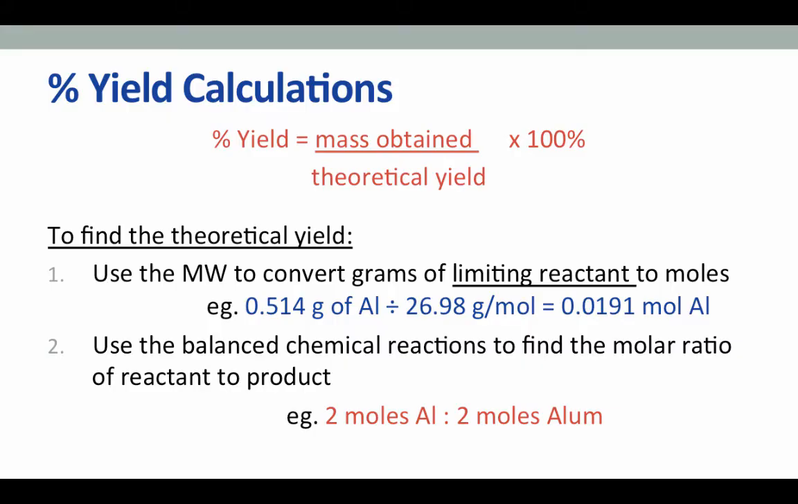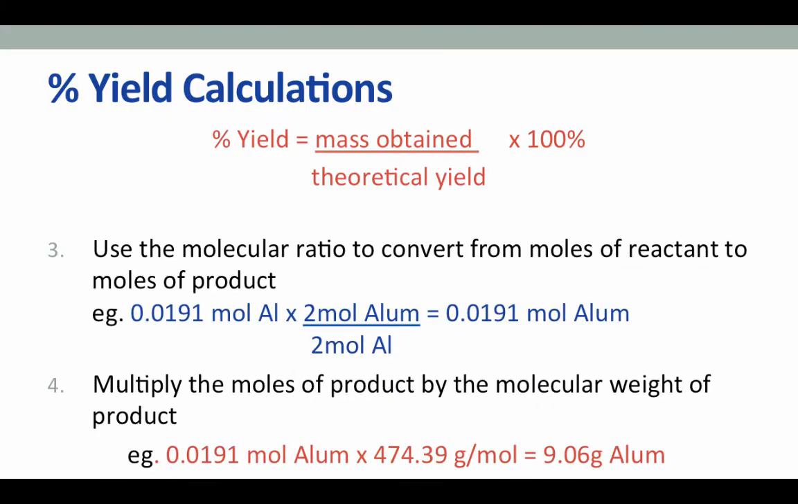So we take our 0.0191 moles of aluminum and multiply it by that molar ratio of 2 moles of product for every 2 moles of reactant. You can see that the units moles of aluminum will cancel as we have them on the top and on the bottom. And so in the end, because 2:2 is the same as a 1:1 ratio, we have 0.0191 moles of alum possibly synthesized.